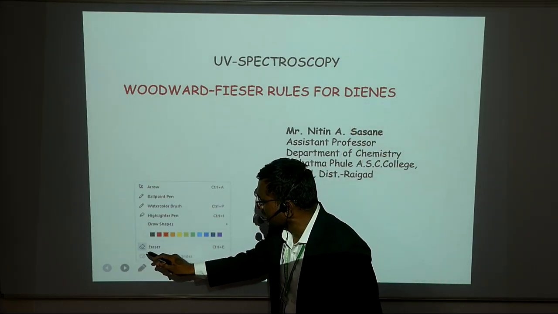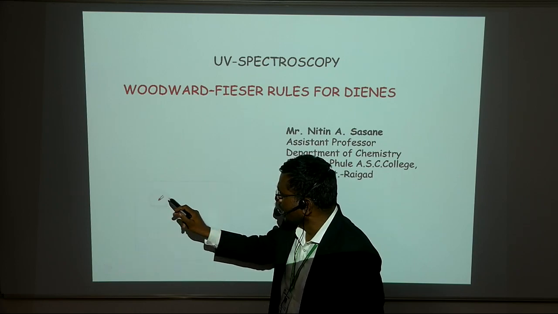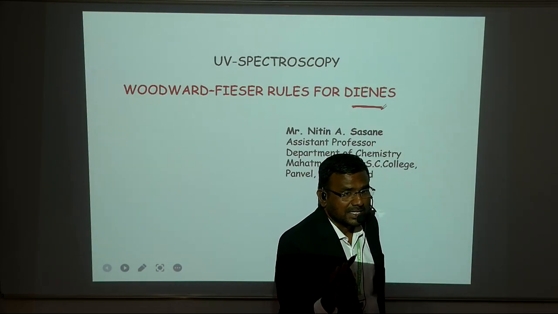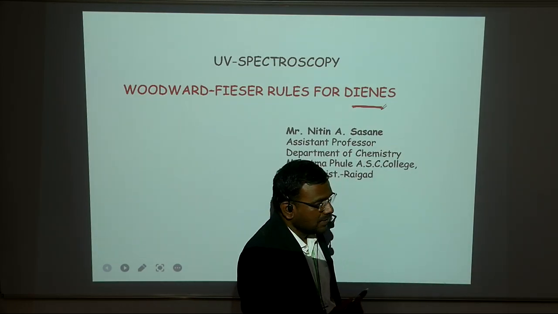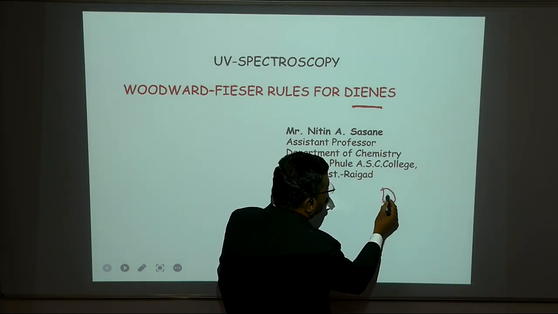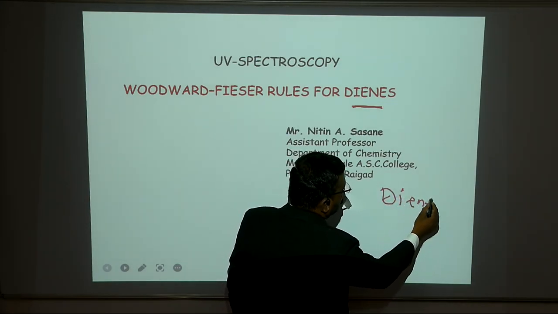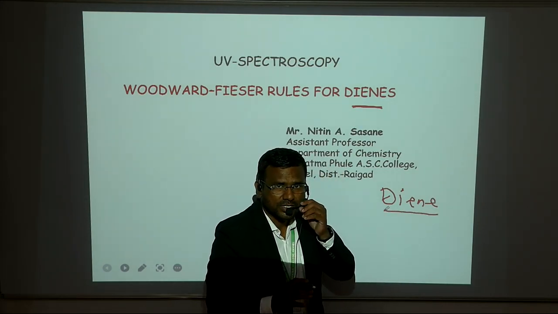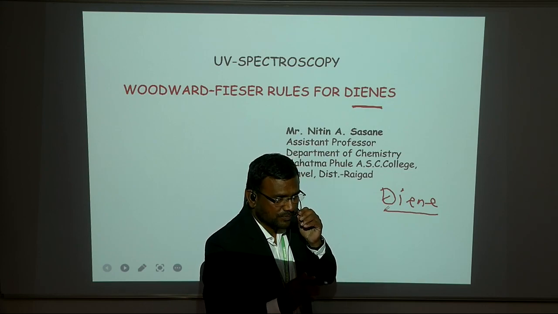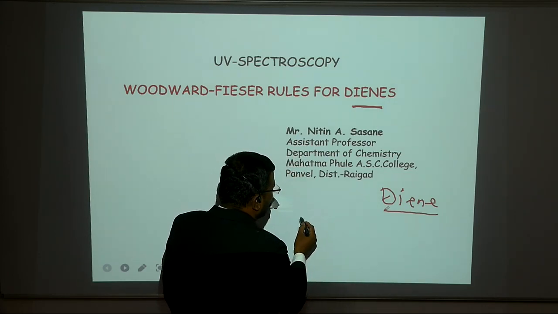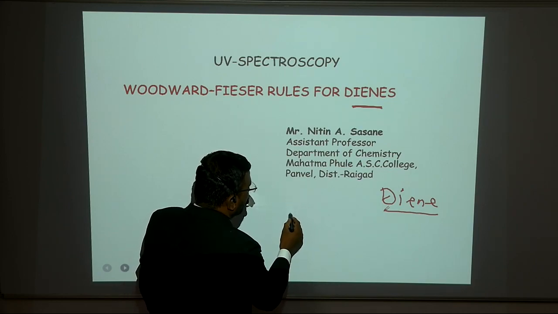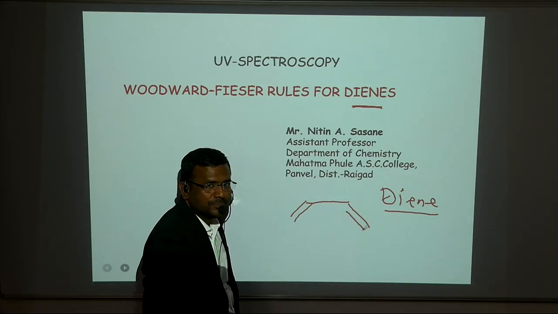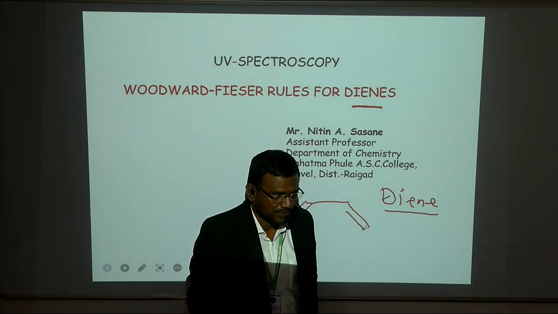So before we start the discussion of how to calculate the wavelength for the diene system, let me first explain what dienes are. Okay. So diene, the name itself indicates that di stands for two and ene stands for double bonds. So when two double bonds are in conjugation, that system is called a diene system. Okay. Now let us see an example. This is one double bond, and this is in conjugation with another double bond. This system is called a diene system.